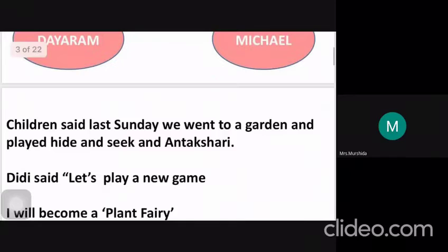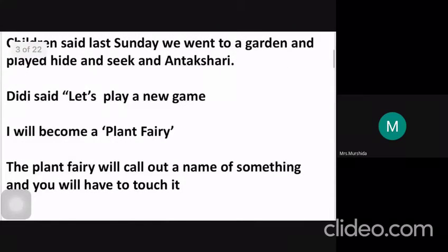So, the children said to Didi, "Last Sunday we went to a garden and played hide and seek and antakshari." Then Didi said, "Today let's play a new game. I will become a plant fairy." Didi had played this game when she went for a camp last year. So Didi said that today they are going to play a new game.